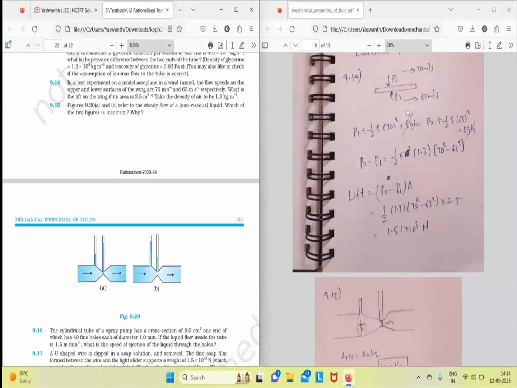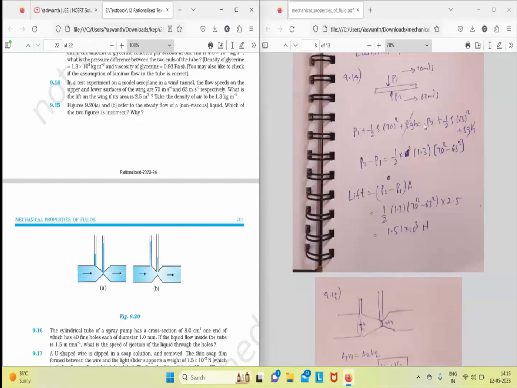This is a straightforward application of Bernoulli's equation. You can apply Bernoulli's equation between upper and lower points of the wing. That is pressure at upper point plus half rho into 70 square plus rho gh equals to pressure at lower point plus half rho into 63 square plus rho gh. And the rho gh term gets cancelled because those 2 points are almost at the same height.